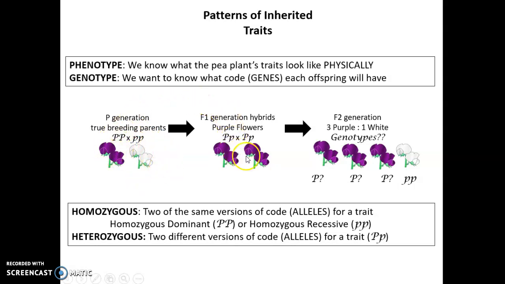And then they produce these F1 hybrids. And all of the hybrids are going to be heterozygous, which means different. They're not the same. Hetero, different. So two different versions of the code. All F1 hybrids are going to be heterozygous. Now the F2 generation, we know that each one of these purple flowers has at least one dominant allele, but we don't know what the other allele is. And we know that the white flower has two recessive alleles, or homozygous recessive.